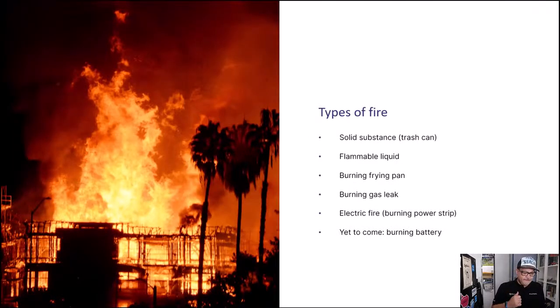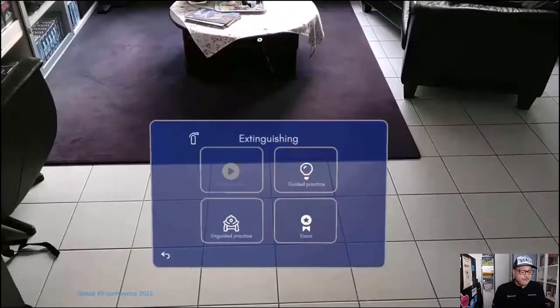So, the types of fire you have. Solid substance, which we showed in the trash can, a flammable liquid, a burning frying pan, a burning gas leak, an electric fire, that's a burning power strip, and yet to come, a burning battery. We're really looking forward to that one. I can't show you all the fires, but I can show you a few, because otherwise it just takes too long. First, the happy flow of extinguishing a solid substance fire.